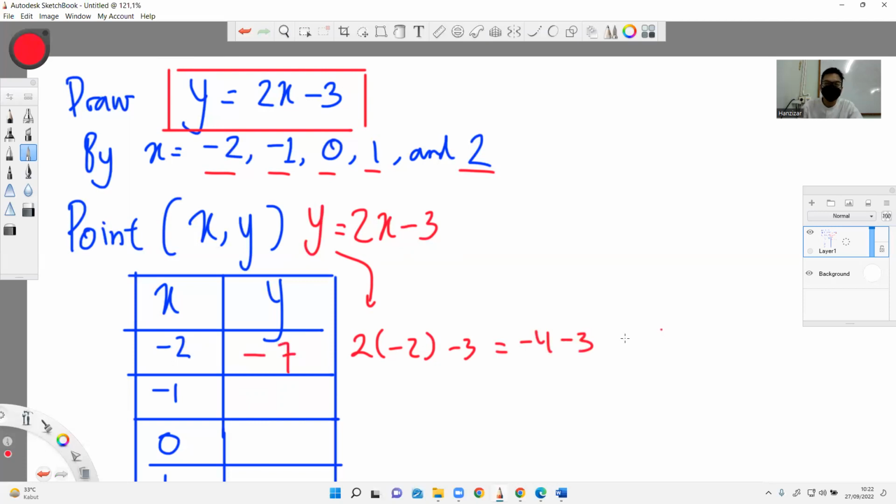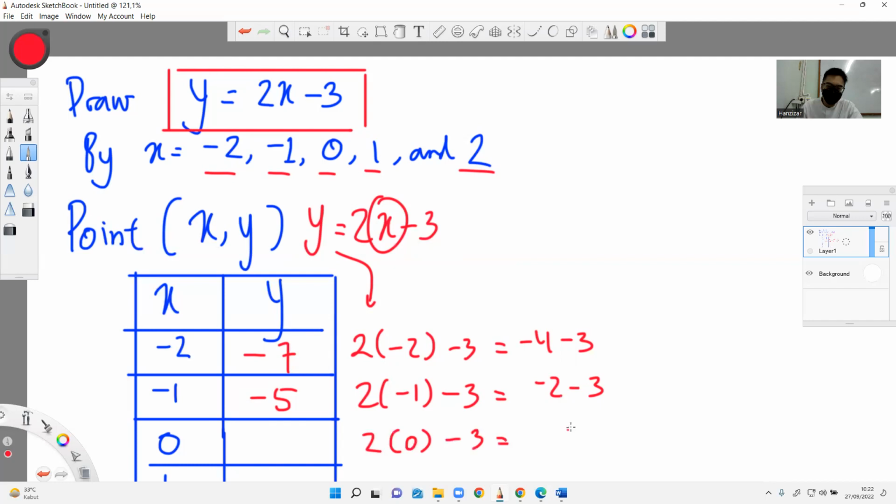Right? And how about negative 1? Do it one more time. You just change the x. 2 times negative 1 minus 3. Negative 2 minus 3. Minus 5. Right? Are you following? Okay, nice. If 0, you put the x as 0, 0 minus 3, negative 3. That's it. Plus 2.